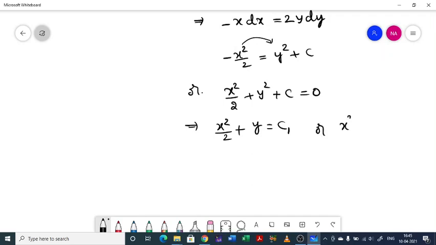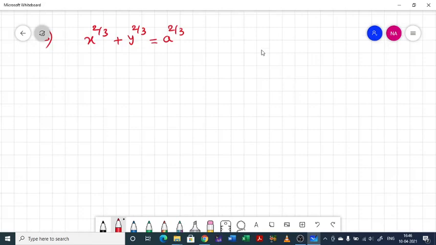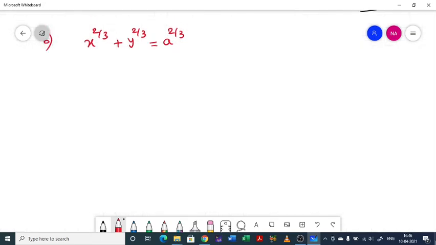Or x square plus 2y square equal to 2c1. So this is the required orthogonal trajectory. So that's about problem A. Next, problem B. X power 2 by 3 plus y power 2 by 3 equal to a power 2 by 3. So this we call as asteroid. We need to find its orthogonal trajectory.